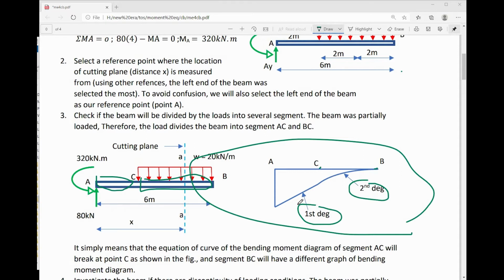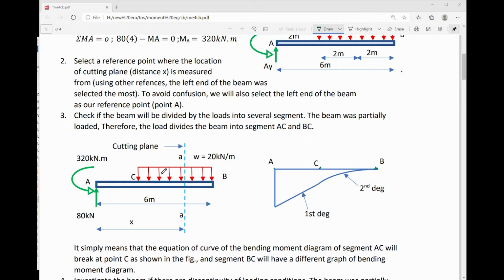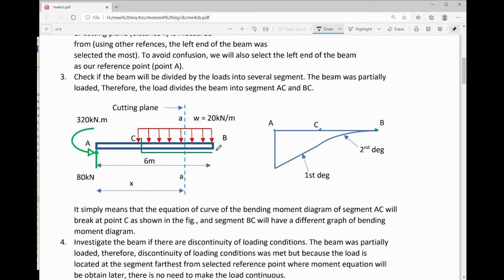What we need is a single moment equation that will define the curve or the graph of the bending moment diagram from point A up to point B of the beam, and that is what we call the single moment equation. We will now pass a cutting plane that will cut the segment which is farthest from our reference point. We have only two segments, that is AC and BC. The segment which is farthest from reference point A is segment BC.